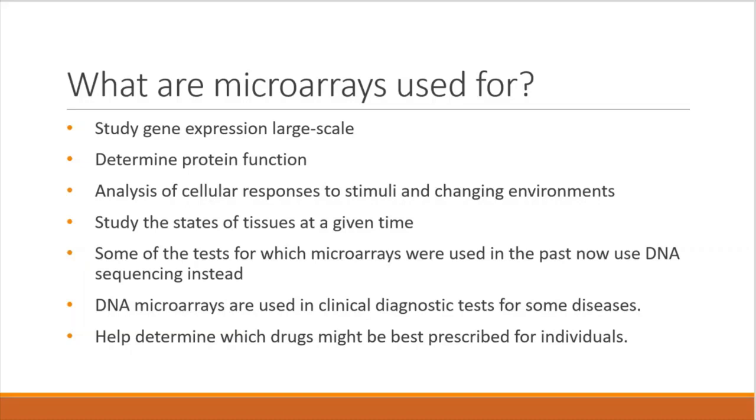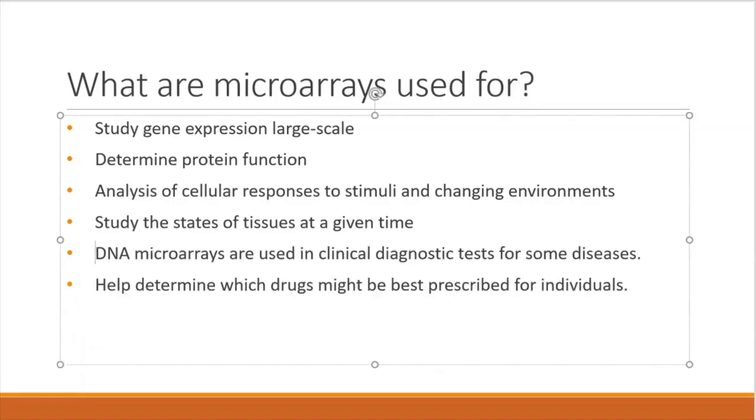So what are they used for? They're used to study gene expression on a large scale, determine protein function, analyze cellular response to changing environments and different stimuli, and study states of tissues at a given time. DNA microarrays are used in clinical diagnostic tests for some diseases. And they also help determine which drugs might be best prescribed for individuals, because individuals react to different types of medicines, or they react to different types of foods. Say you're diabetic, you have a reaction to one type of food and not another, and you have another diabetic that's completely opposite.